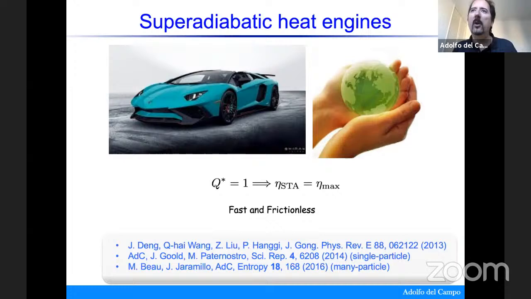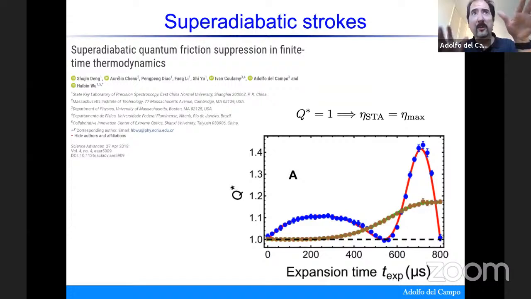This is work by Jan Bingon and John Good, Mauro Paternoster, and myself, and so on. I mentioned that there was an experiment where it was shown that you can suppress quantum friction and reach maximum efficiency, but this was not for a heat engine, just a single stroke, essentially an expansion or a compression, and it was shown that it is possible to control friction. So this is what I presented before.